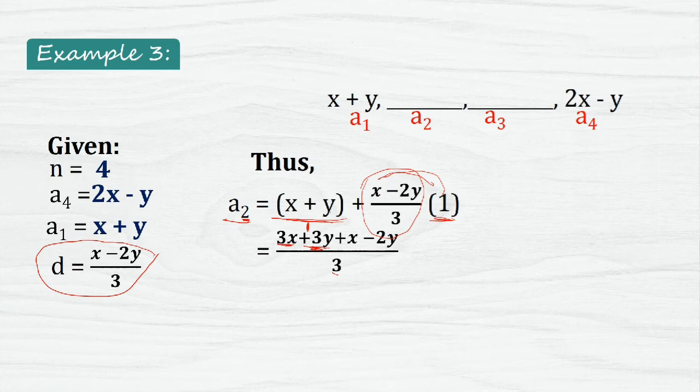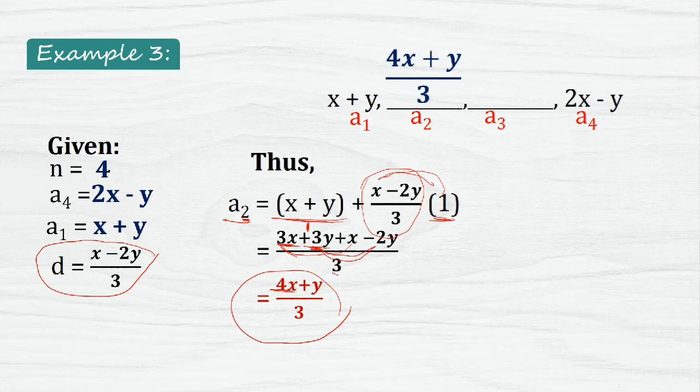And then combine like terms, 3x plus x. 3x plus x is 4x. And then 3y minus 2y is y, all over 3. So this is now the value of the second term, or this is the first arithmetic mean. So the second term, or the first arithmetic mean, is 4x plus y all over 3.